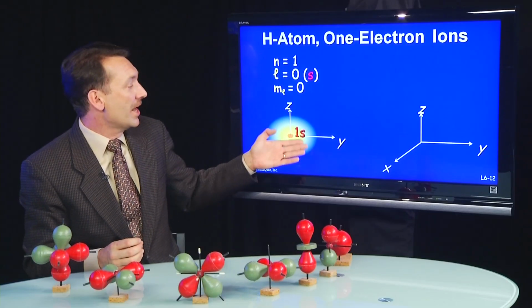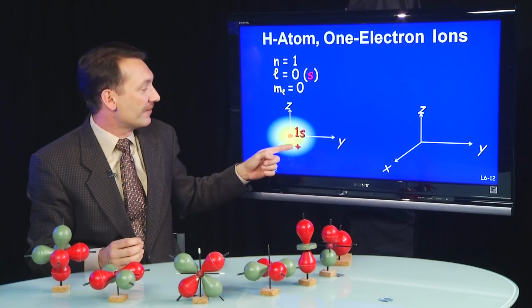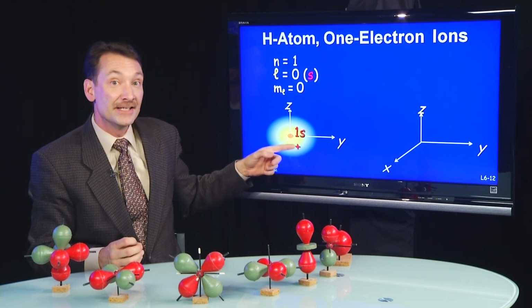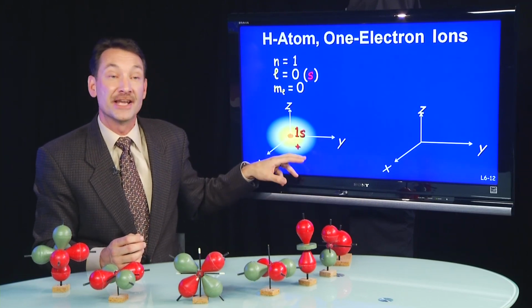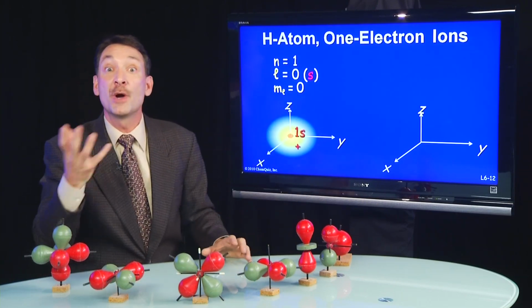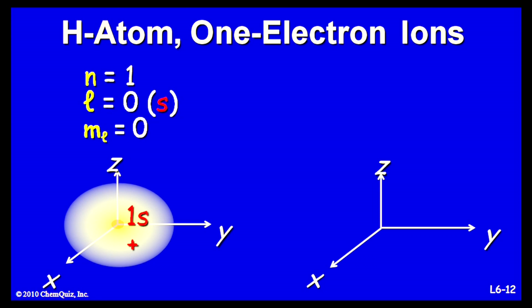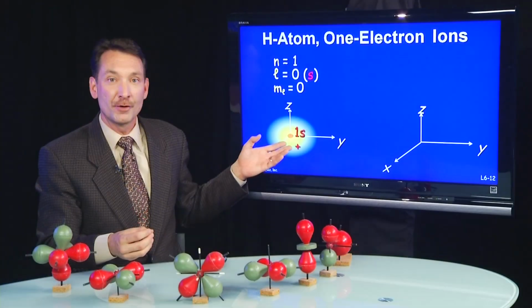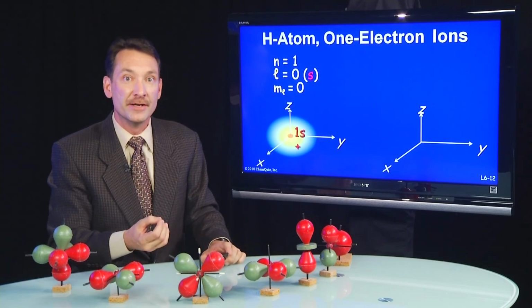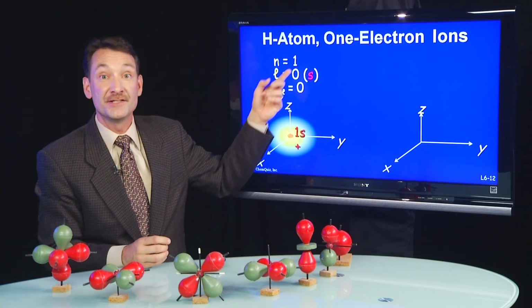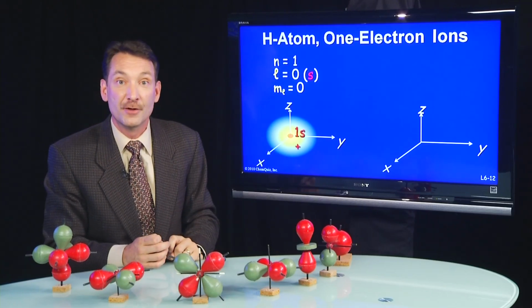So the 1s orbital is spherical, and I've written this plus sign to indicate there's no nodes. The wave function does not change sign. Even though what I'm plotting here is the square of the wave function, which would always be positive, I'm telling you the wave function itself never changed sign, so that means there were no nodes in the 1s orbital. And of course, the number of nodes is n minus 1, so 1 minus 1 is 0. There's no nodes in the 1s orbital.